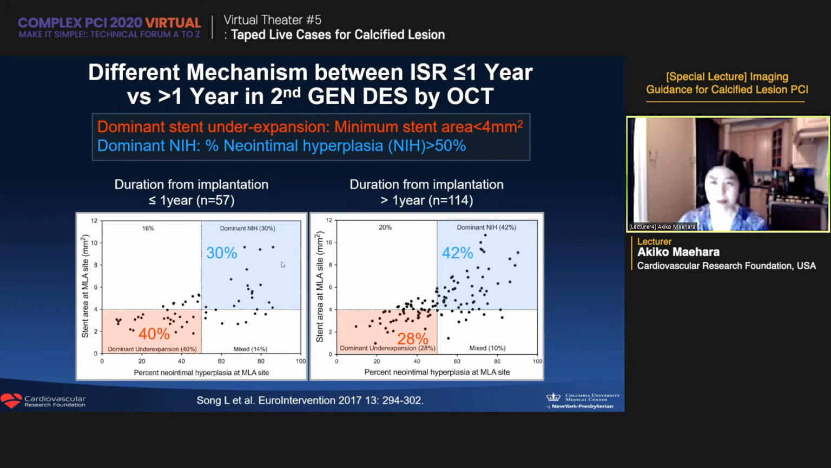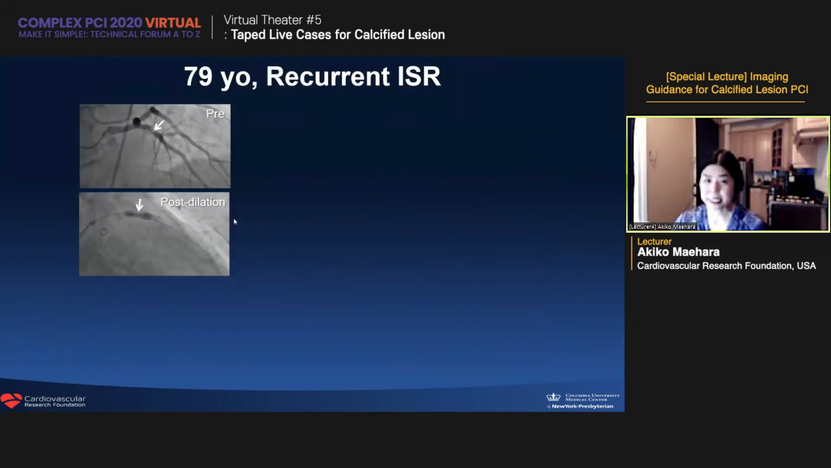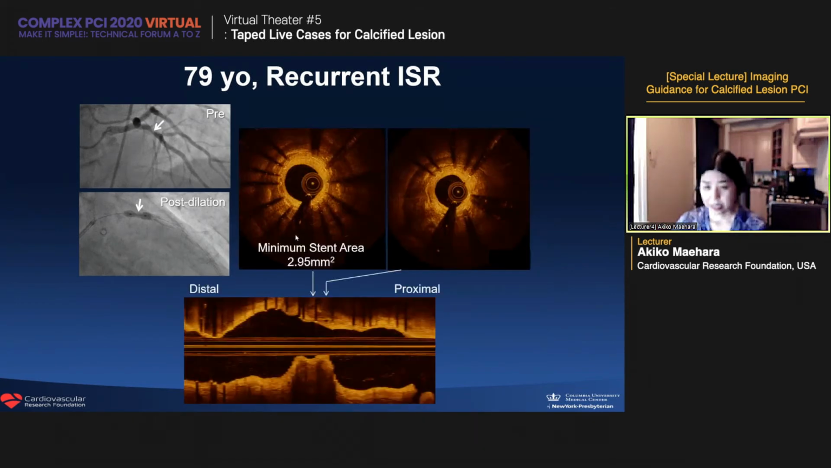We know if the patient comes back in less than 1 year, most likely it is stent under-expansion, and more than 1 year, most likely neo-atherosclerosis. So this is a case example, a patient having recurrent in-stent stenosis, and even with the balloon, we couldn't see any stent expansion. And we see the OCT, and we found that the in-stent stenosis is due to the under-expansion from the beginning.